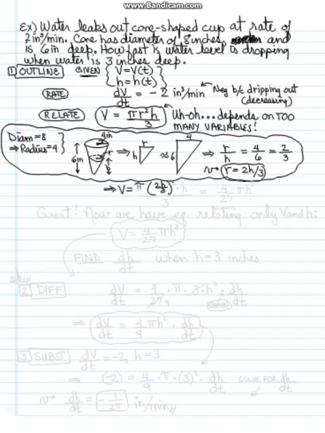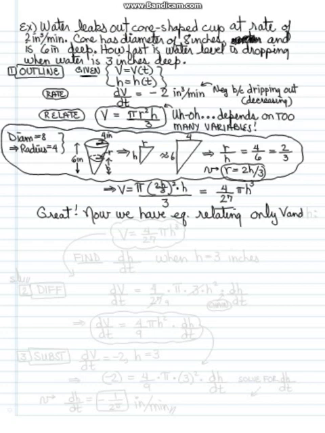Now we're substituting it back into the volume relationship. V equals pi times r squared h over 3. Replace the r with 2h over 3. Simplify. You get 4 over 27 pi h cubed for the volume. Great. Now we have an equation relating only the two quantities that are given, the volume and the height. So V is equal to 4 over 27 pi h to the third power.